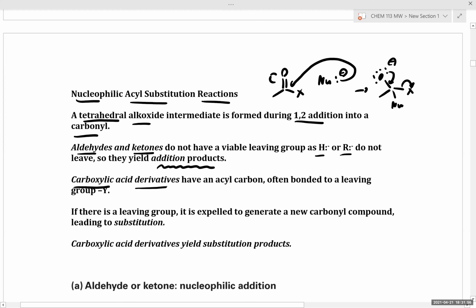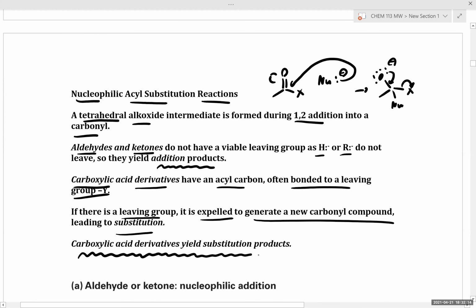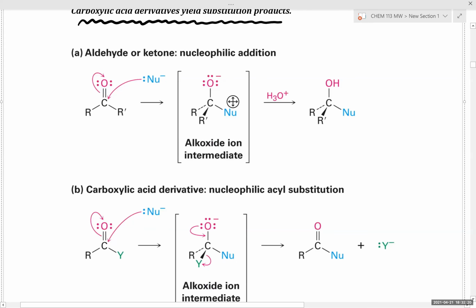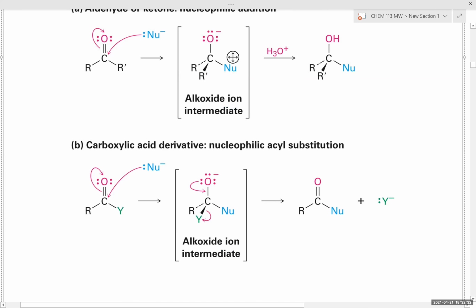Carboxylic acid derivatives often have an acyl carbon bonded to a leaving group, and thus the leaving group can be expelled to generate a new carbonyl compound, leading to substitution products. Carboxylic acid derivatives generally yield substitution products. So, aldehyde or ketone, we see addition. We've seen this with cyanohydrin formation, hydrate formation, etc. When we have carboxylic acid derivatives, we see nucleophilic acyl substitution, where we can kick out our leaving group.